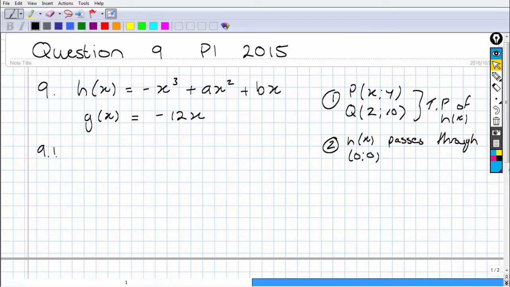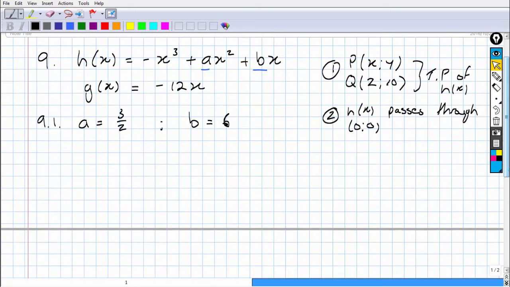So the first question, 9.1, says show that a is equal to 3 over 2 and b is equal to 6. How do we go about showing that? Well, the first thing we have to do is ask what we have been given. We've been given an equation, a turning point, and another point, but the origin is not going to do us any good, because (0, 0) is quite easy to see. So we actually only have 1 point. How on earth do we use that 1 point to calculate 2 unknowns? Well, we've got to be clever about it. Every single time you have 2 unknowns you need 2 equations, and that means you need 2 points.